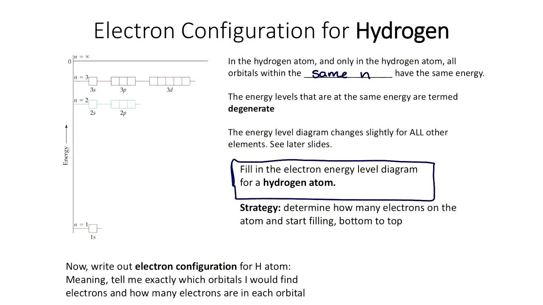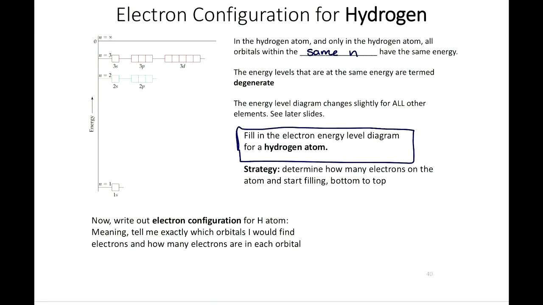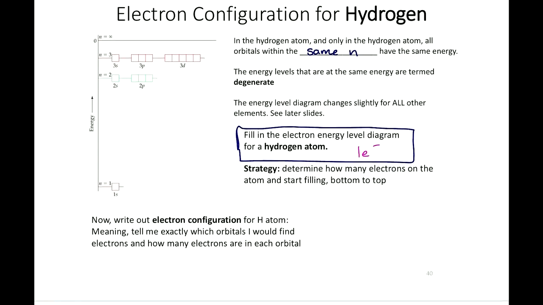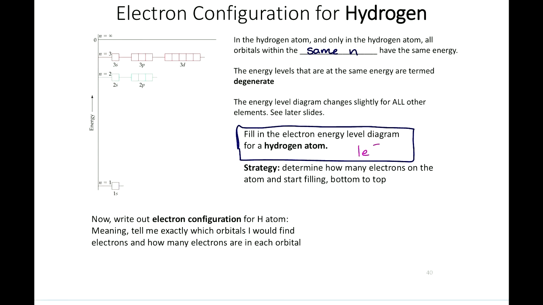So let's go through the steps of placing our electrons. Here's our electron diagram. If I tell you, fill in the energy level diagram for hydrogen, these are our boxes. We need to ask ourselves, how many electrons does a hydrogen atom have? 1. So that means we place 1 electron. Where is that 1 electron going to go? 1s, so it's going to be right there.